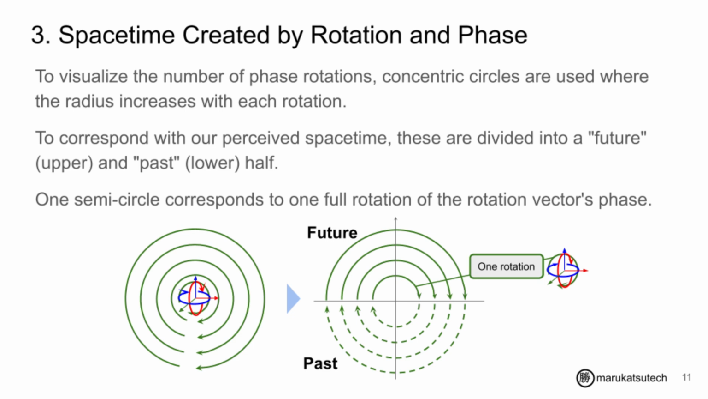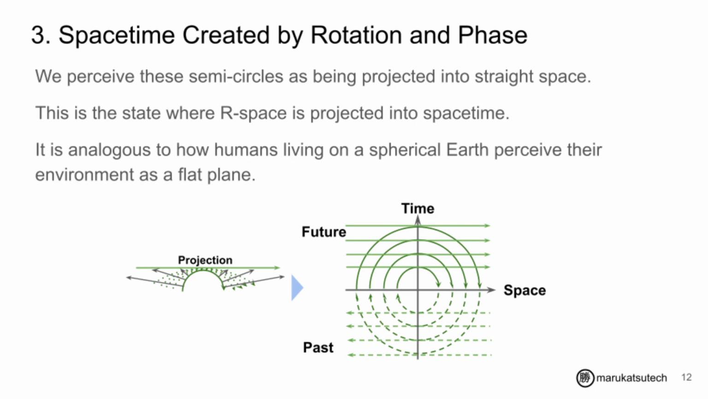To visualize the number of phase rotations, concentric circles are used where the radius increases with each rotation. To correspond with our perceived spacetime, these are divided into a future, upper, and past, lower, half. One semicircle corresponds to one full rotation of the rotation vector's phase. We perceive these semicircles as being projected into straight space. This is the state where our space is projected into spacetime. It is analogous to how humans living on a spherical Earth perceive their environment as a flat plane.